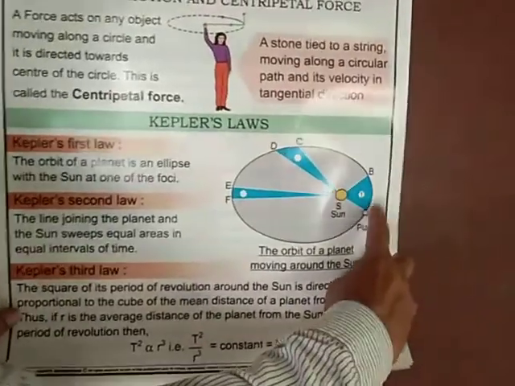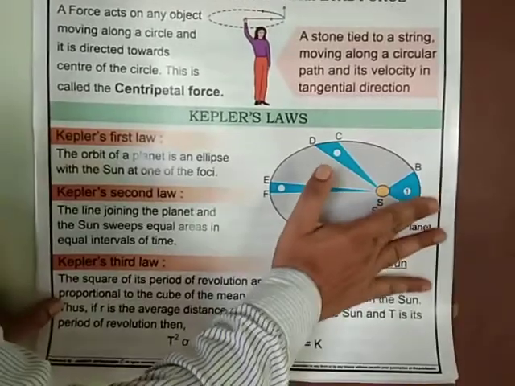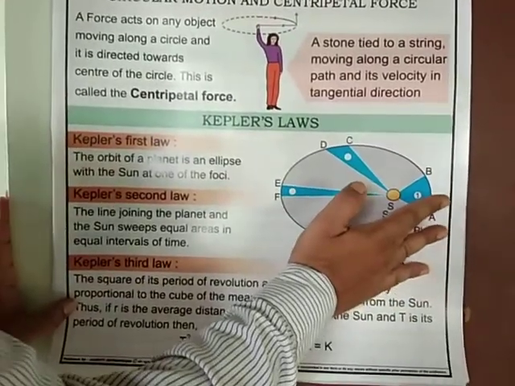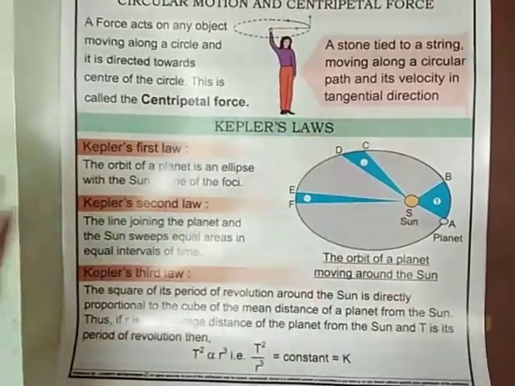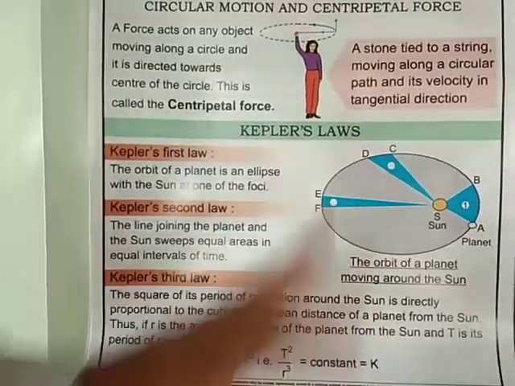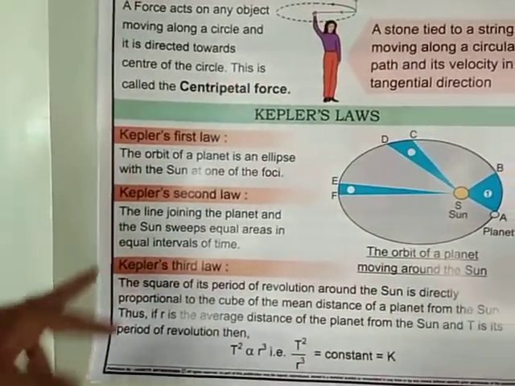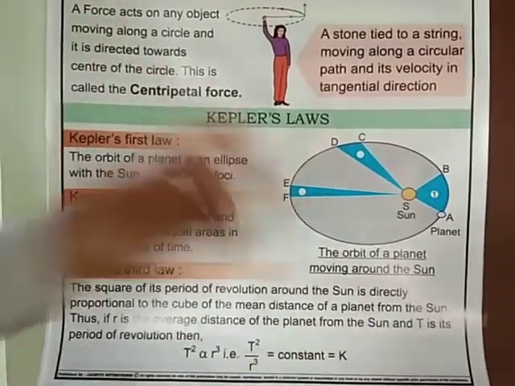Means here A is here, B is here. They sweep equal areas in equal time intervals. यहाँ से यहाँ तक जाएंगे, यहाँ से यहाँ तक जाएंगे. That means they cover equal areas. This is the orbit of a planet moving around the sun.